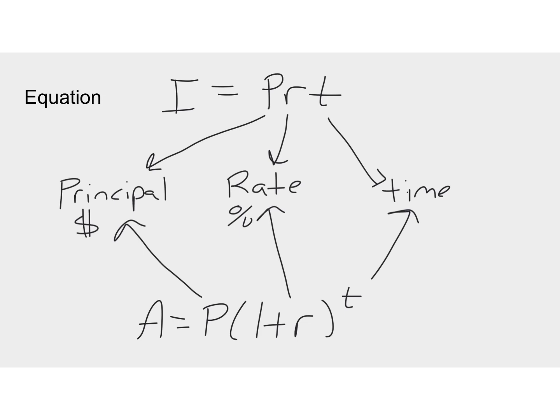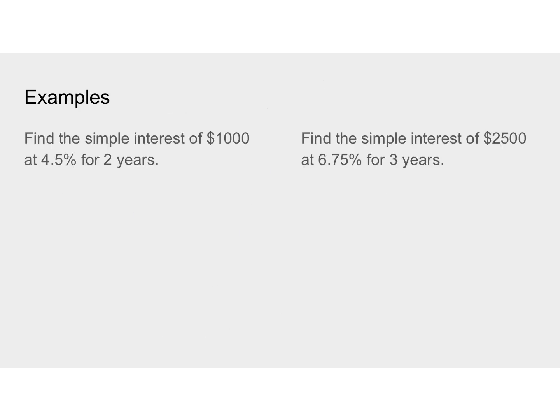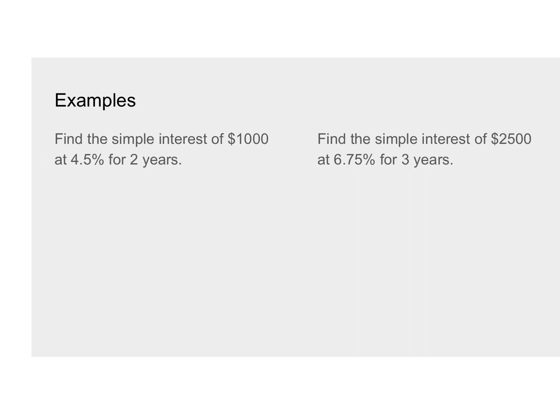Okay, let's put it with a problem to find interest. First, we've got to decide whether it's simple interest or compound interest. On this first one, what does it say? Find the simple interest. So, what equation am I going to follow? I equals PRT. Yep, I equals PRT. So, we're just going to follow that formula the whole time.